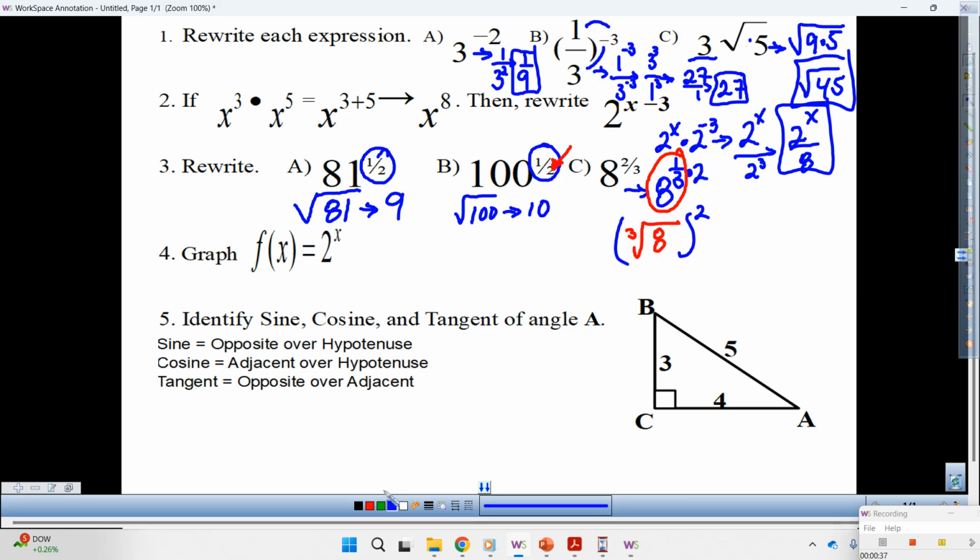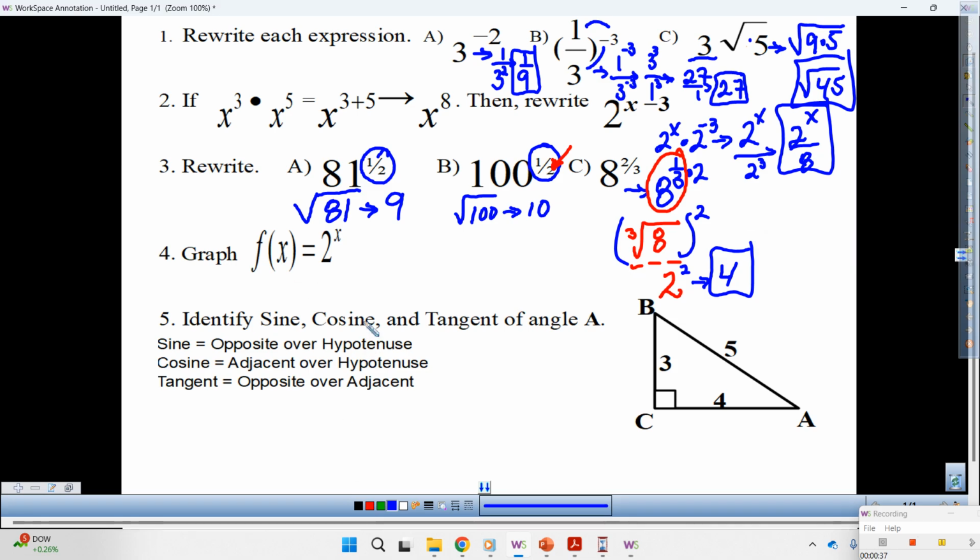So what is cube root of 8? Well, what number times itself 3 times gives us 8? What number is that, everyone? Number is 2. 2 times 2 is 4 times 2 is 8. Bring down the exponent, so 2 to the second is 4.